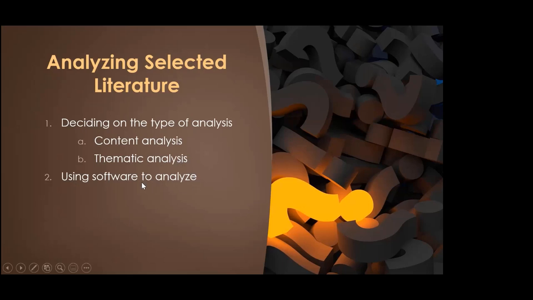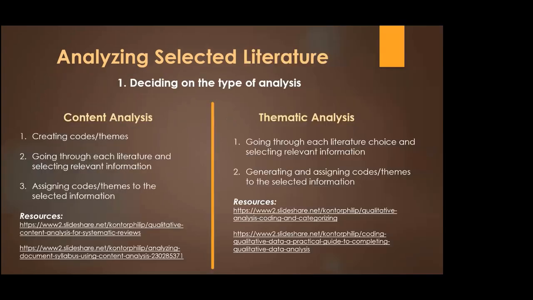And I will talk about two different types of analysis that you could do, right? And I will also talk a little bit about software, because doing it manually without software is going to be tough. So you have to think about using software to do the analysis, to help you with the organization of the codes that you develop. There are two main types of qualitative analysis: content analysis and thematic analysis.